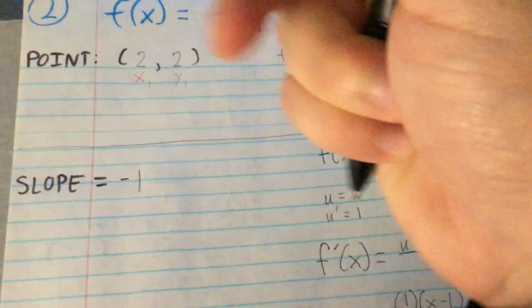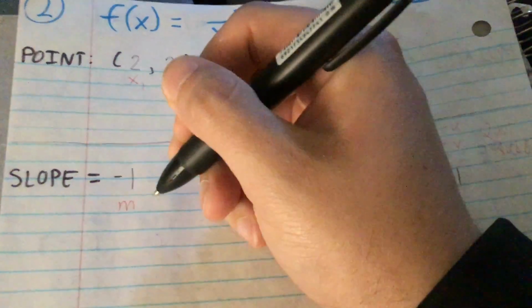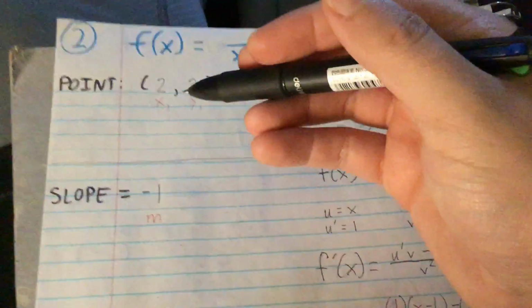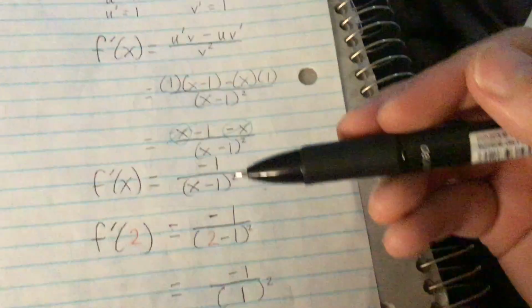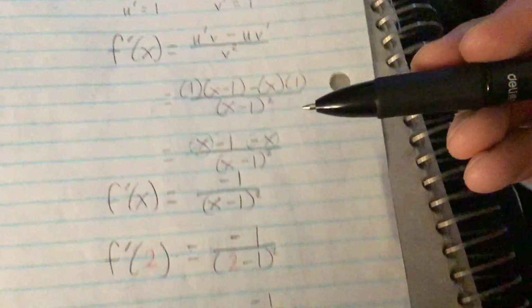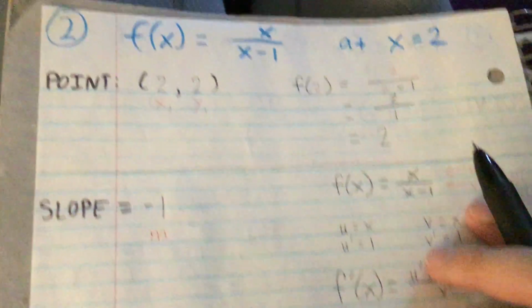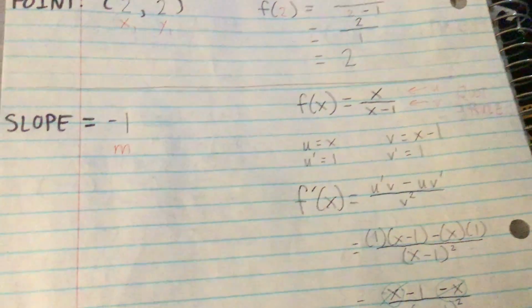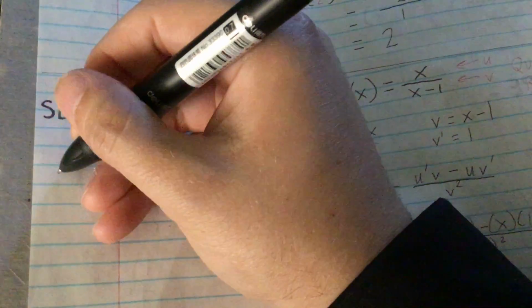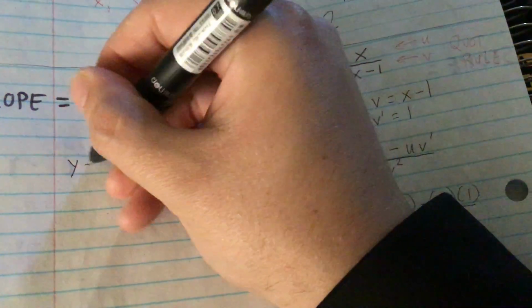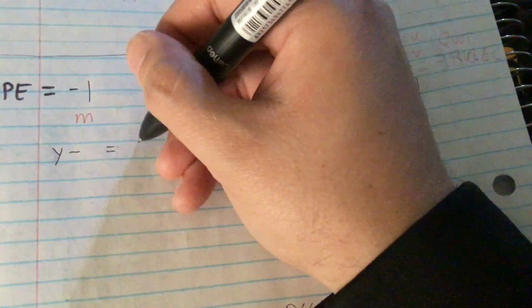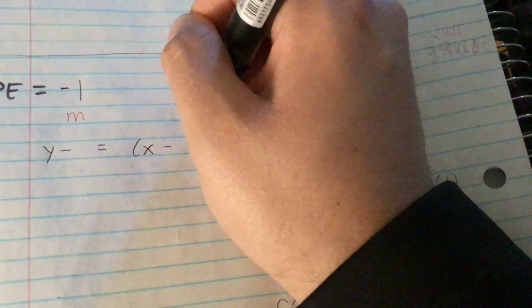So therefore, I just go back to algebra. It is calculus, but it is algebra, and you see what the calculus can do. Now, we've got a point, we've got a slope, we go into point-slope: y minus y1 is equal to m times x minus x1.